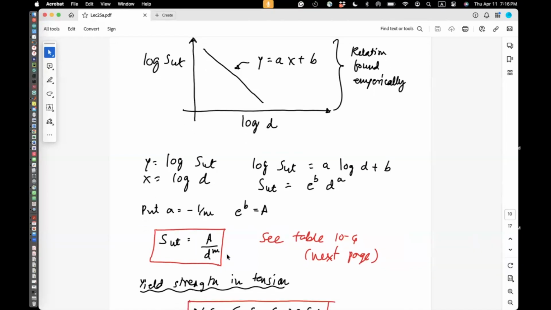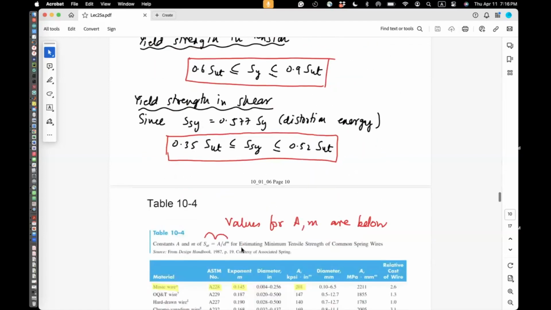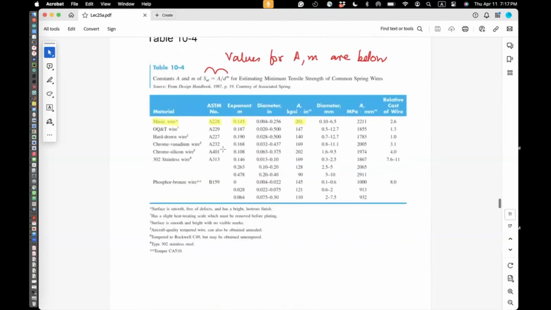Now this is something which has been empirically found. It has not come from first principles. How do you compute A and M? There actually is a table. Here's a table. This table basically gives you values for A and values for M.